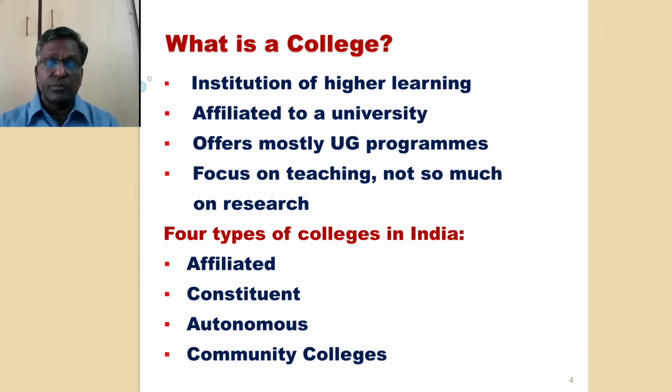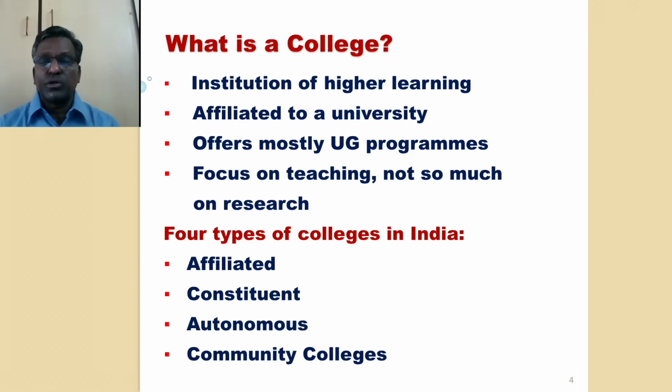I am very careful with the choice of my word. I used traditionally, which means today a college offers not only UG programs, but also PG programs, and in fact, some colleges offer research programs as well. But traditionally and originally, when the idea of a college was conceived, colleges were meant to offer undergraduate programs, whereas postgraduate and research programs were the prerogative of universities. So therefore, mostly undergraduate programs are offered in a college.